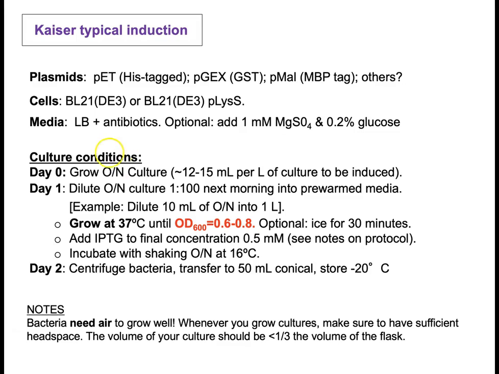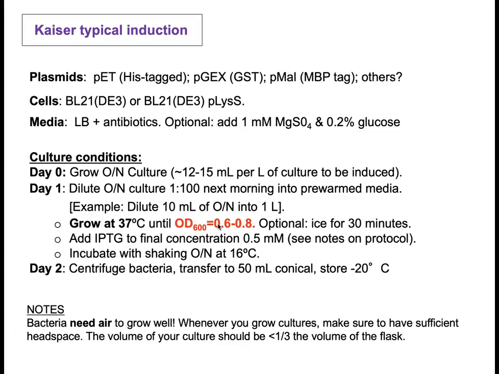You'll grow that overnight culture, you'll come in the next morning, and we'll dilute the overnight culture 100-fold into pre-warmed media. For example, I would dilute 10 mLs from that overnight culture into 1 liter of LB that's got our appropriate antibiotics. We then grow those at 37 degrees, always with shaking, until the optical density at 600 nanometers is 0.6 to 0.8. I typically shoot for 0.6.